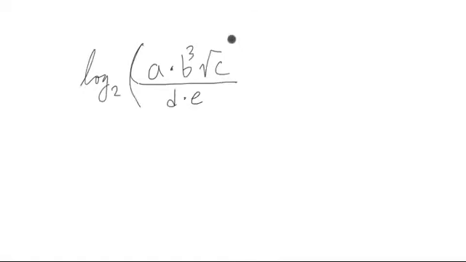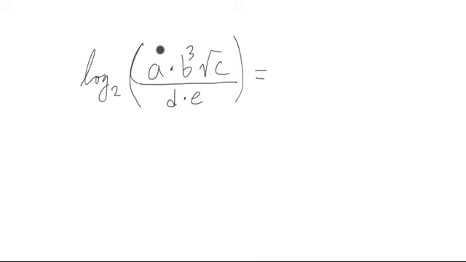Suppose we have something like log base 2 of a times b cubed times the square root of c, and maybe to top it all off, we have divided by d times e. How can we work with this? What if we want to use logarithmic properties in order to expand this as much as possible?